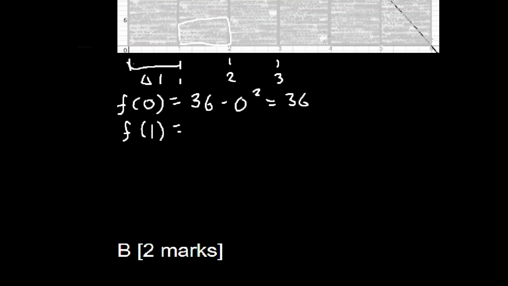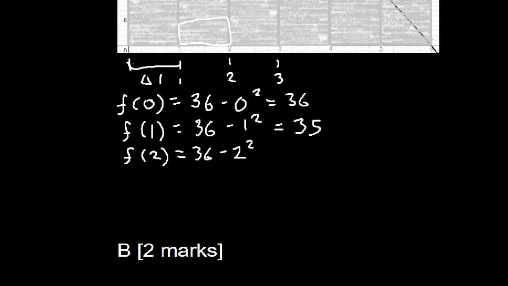And so again, we substitute everything in, and that's going to be 36 minus 1 squared, which in this case is going to be equal to 35. And then we go to the next one. So what is f of 2? Well, again, we'll just substitute that in. What's 36 minus 2 squared? 2 squared is 4, and 36 minus 4 is equal to 32. Again, we keep going. f of 3.